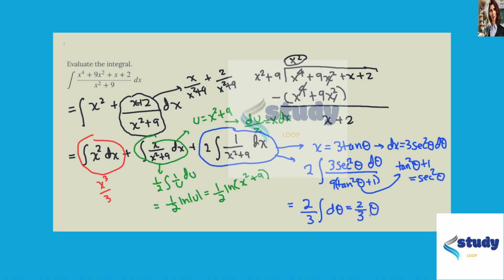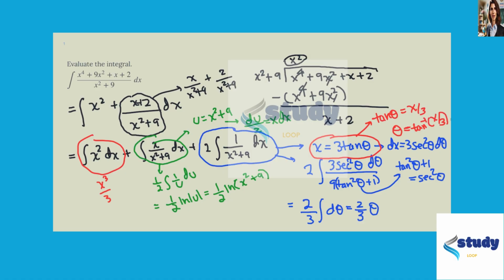And then theta can be solved by the original trig sub, by solving for theta. Divide both sides by 3. And then take the arctan of each side. And then that'll cancel the tangent on the left. And then on the right-hand side, you have tan inverse x over 3.